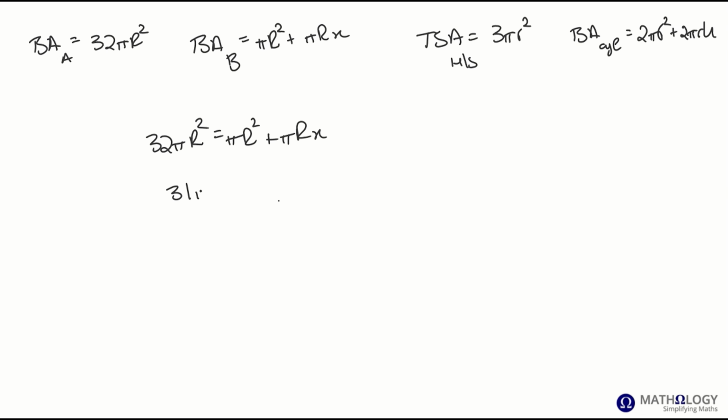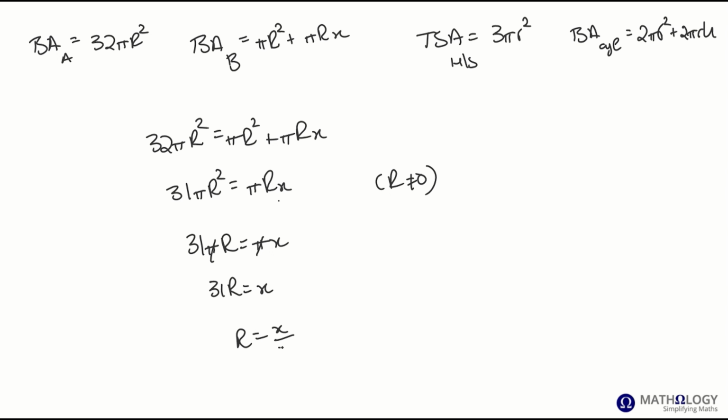So 31 pi R squared equals pi R x. We can divide through by R, because the radius can't be negative. Yes, it can't be negative, but it also can't be 0 because it represents the radius of a circle. So we can divide through by R. We know that R is not 0. So 31 pi R equals pi x. We can divide through by pi as well because pi is a non-zero constant. So 31R equals x. And we want the radius in terms of x, so the radius will be x over 31.